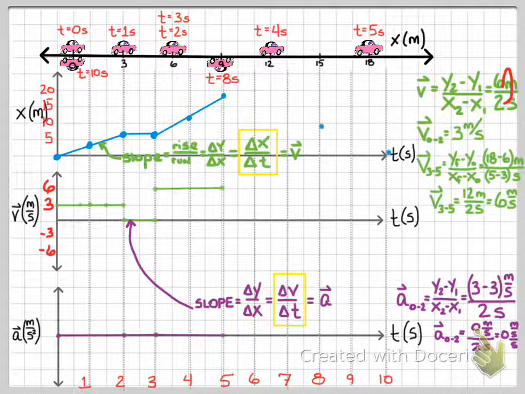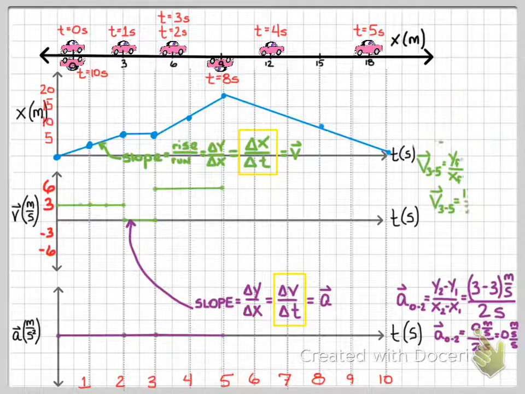Okay, so I've plotted in blue on the position versus time graph the car's position at 8 seconds, which we know to be 9 meters, and the car's position at 10 seconds, which we know back to be at 0, or back at the origin. I've gone ahead and connected those with a line. You should notice that the line now pitches downward, which means that the slope should yield a negative value.